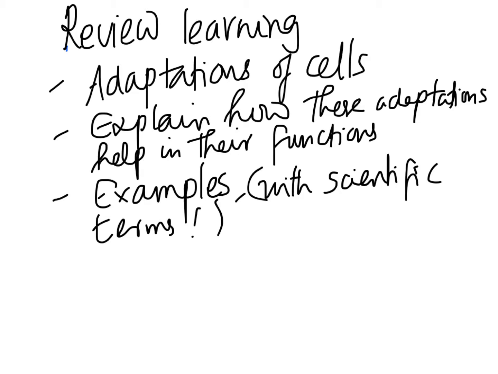Okay, one final review of this video lesson. You should now be able to describe the adaptations of special cells, not just normal cells, special cells. Explain how these adaptations help in their functions. For example, if you take a nerve cell, its job is to carry messages from one place in the body to another place, and it has special designs to carry out its function. And you should also be able to give examples of other special cells, describing them with scientific terms. It's really important. For example, root hair cell, it increases surface area, in those terms.